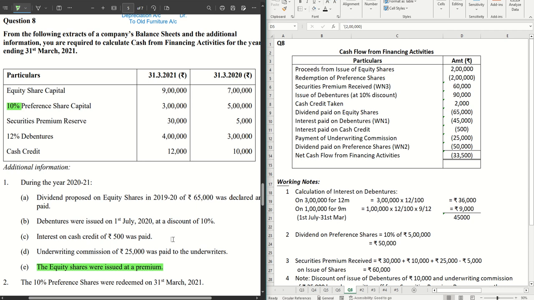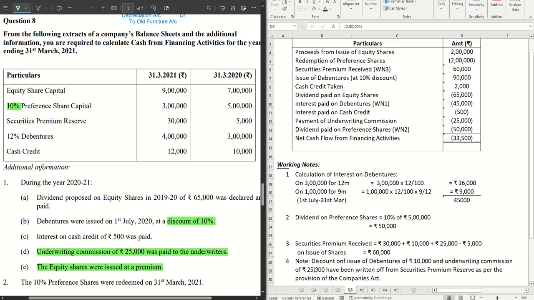Like we have debentures which were issued at a discount of 10%. And in the entire question, we don't see any discount anywhere else. We have underwriting commission of 25,000 that was paid to the underwriters. We also don't see that anywhere else in the question. Both of these items, as per the Companies Act, are adjusted against securities premium reserve.